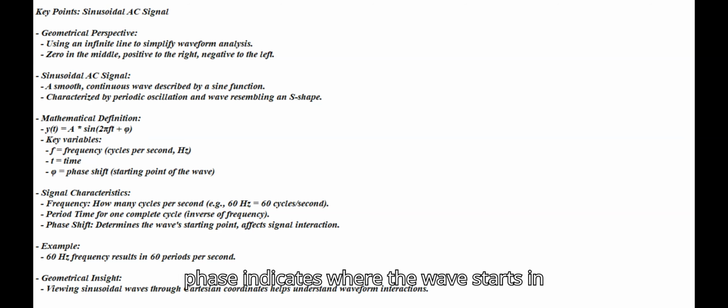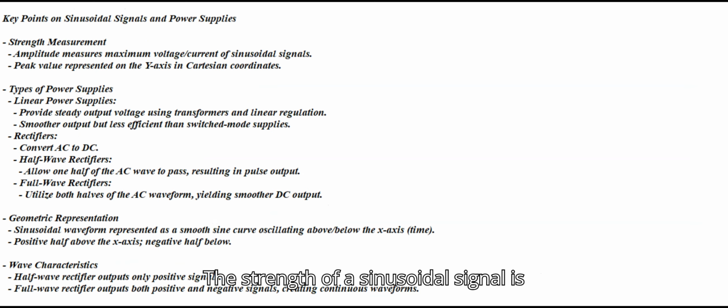The phase indicates where the wave starts in its cycle, which can affect how multiple signals interact. So, it's helpful to look at the phase of the sinusoidal waveform in a geometrical way. This is where you get into Cartesian coordinates. The strength of a sinusoidal signal is often measured by its amplitude, which represents the maximum voltage or current level of the waveform. In a Cartesian coordinate system, this is the peak value on the y-axis.